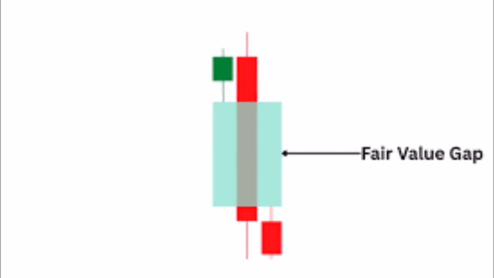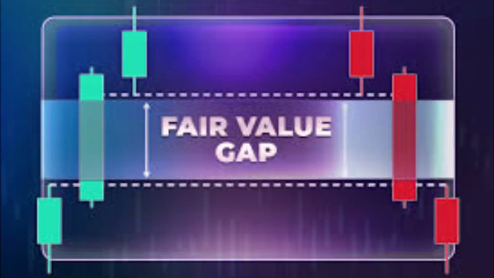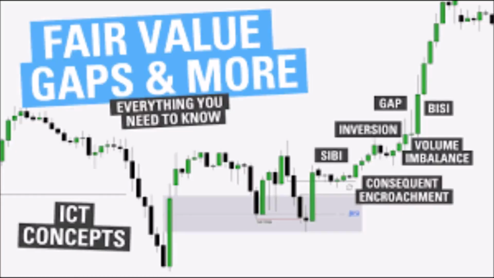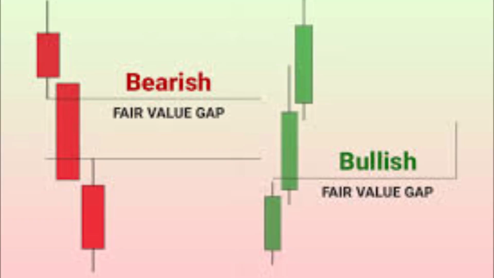Then model 2 is the reversal entry. Market sweeps liquidity. Reversal order block forms. Fair value gap appears after break of structure. Enter when price rebalances the fair value gap. This entry method is popular among ICT traders.